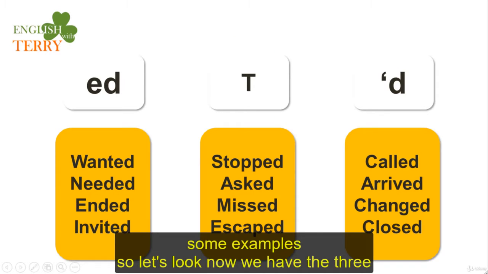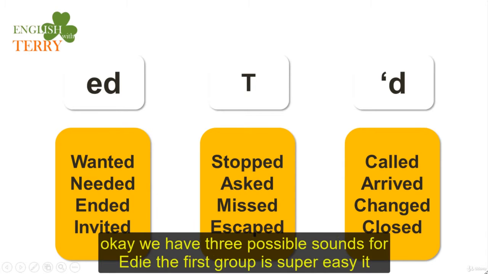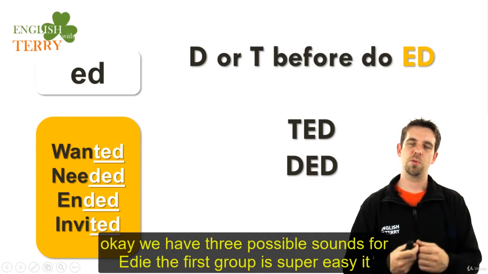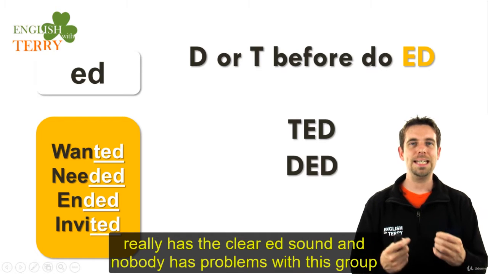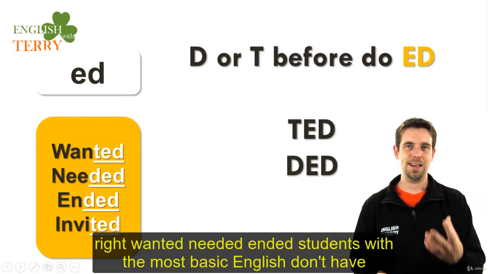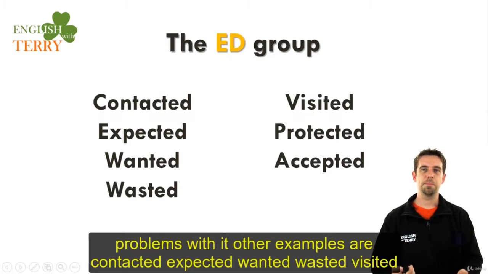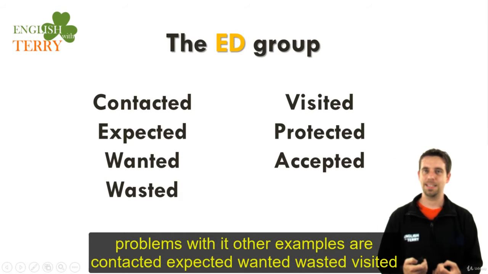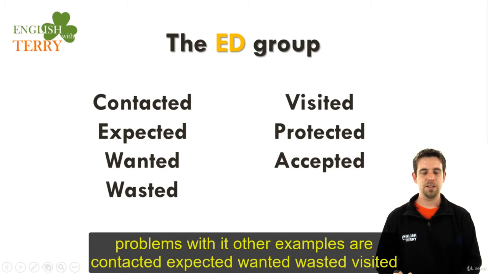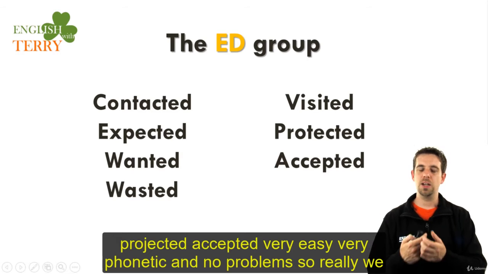So let's look now, we have the three groups: the ED group, the T group, and the apostrophe D group, okay? We have three possible sounds for ED. The first group is super easy. It really has the clear ED sound, and nobody has problems with this group, right? Wanted, needed, ended. The students with the most basic English don't have problems with it. Other examples are contacted, expected, wanted, wasted, visited, projected, accepted. Very easy, very phonetic, and no problems.